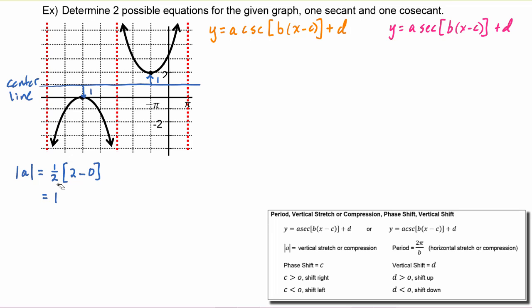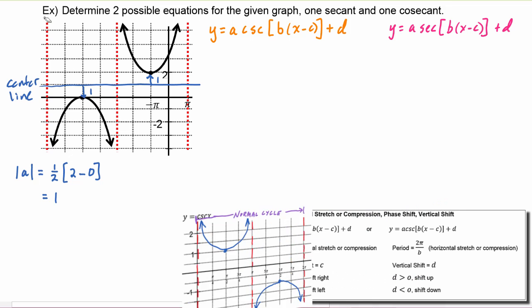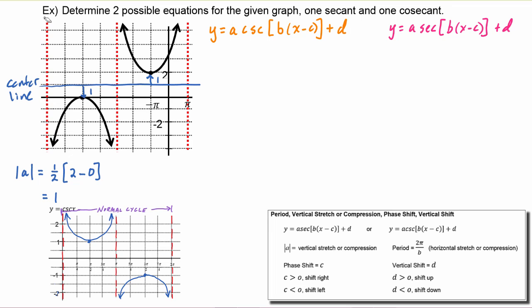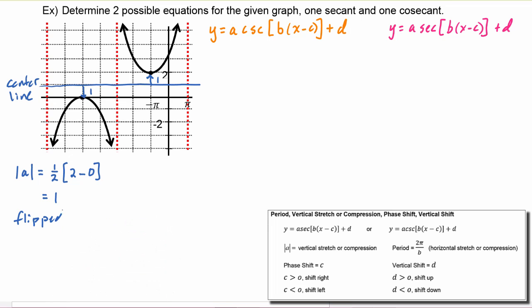Now in this case, we can see that this graph has definitely been flipped. When we compare to the unaltered cosecant graph, normally the upper branch of the function comes first and then the lower branch comes second, and instead it has been flipped over. So because this has been flipped, that means A has to be negative, so that means A is equal to -1.